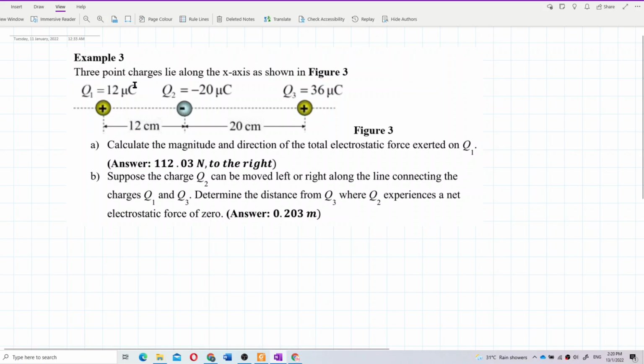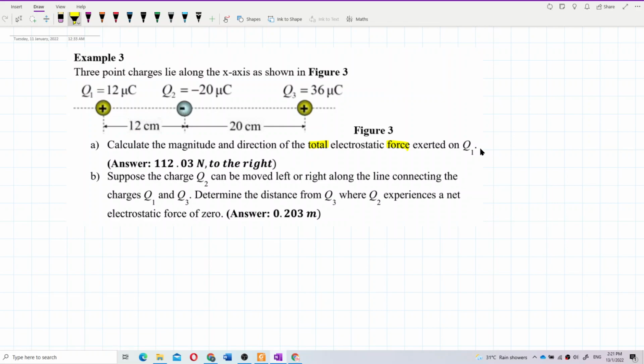Okay, three point charges lie along the x-axis as shown in Figure 3. A. Calculate the magnitude and direction of the total electrostatic force exerted on Q1. Okay, good. So this question is again asking about total electric force. So it is to find the resultant force F.